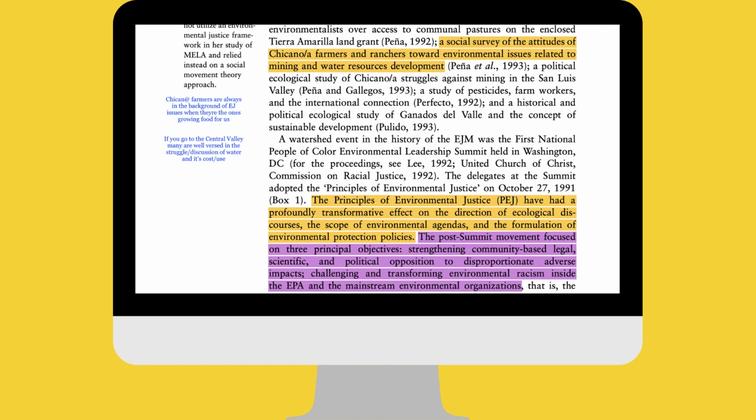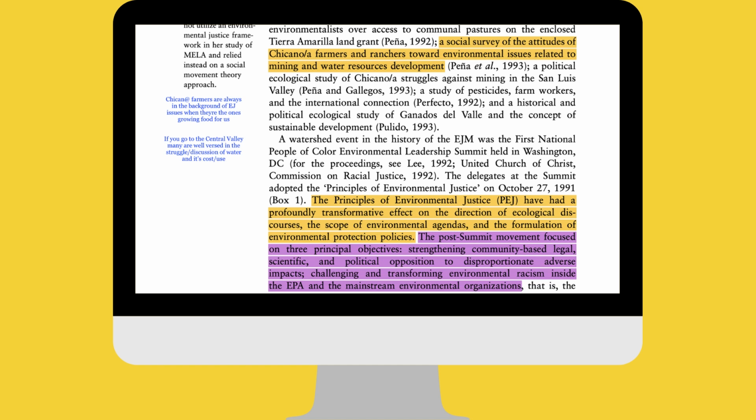I also highlighted: the principles of environmental justice have had a profoundly transformative effect on the direction of ecological discourses, the scope of environmental agendas, and the formulation of environmental protection policies. So this is talking about essentially the principles of environmental justice and their impact, which is important, right? Impact is important. So I highlighted it for future reference.